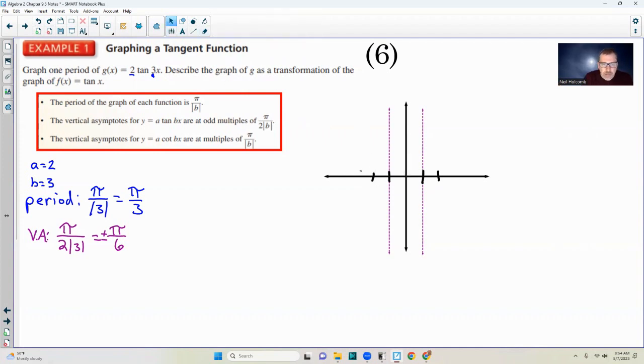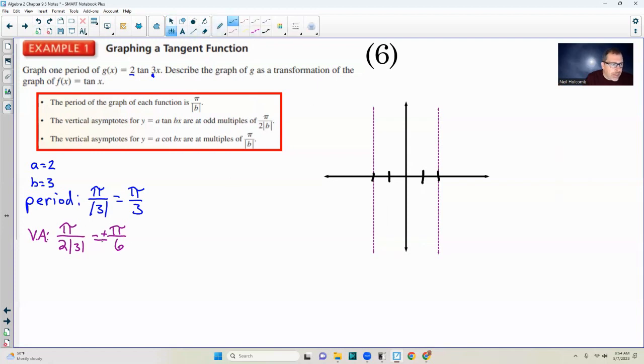And so there, you could use a ruler, of course. So let's make that our pi over 6 distance. Okay, so pi over 6 would be right here. And this distance over here is negative pi over 6. So pi over 6 to here is a distance of pi over 6. From here to here is a distance of pi over 6. So that's 2 pi over 6, or pi over 3. And there is our period from asymptote to asymptote.